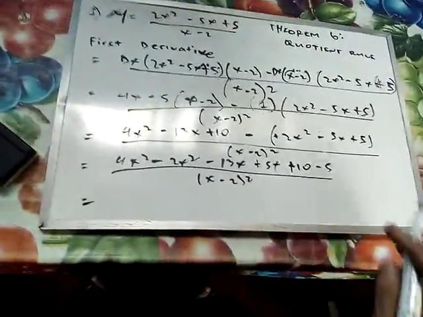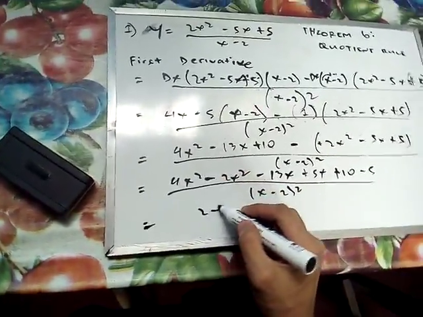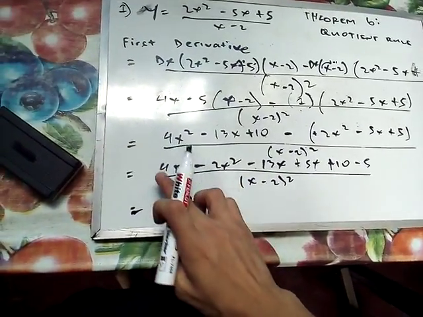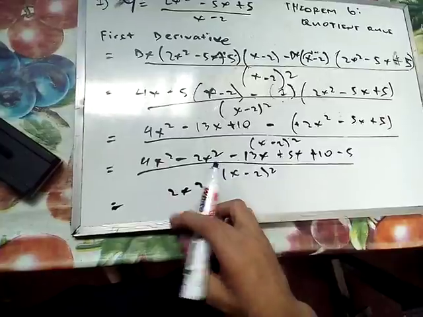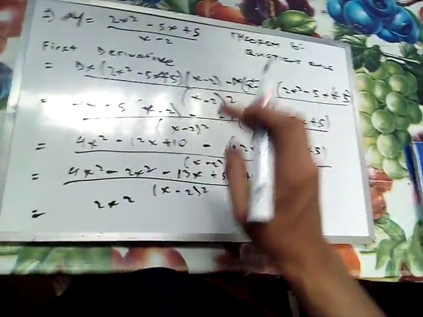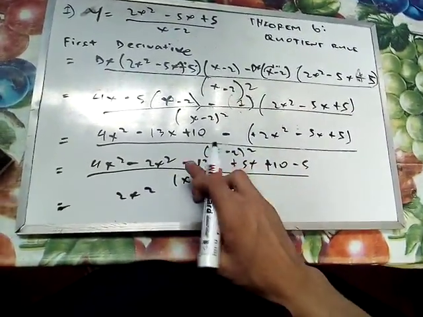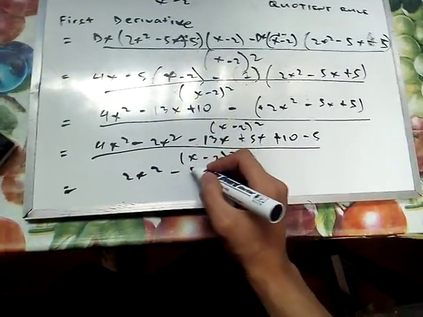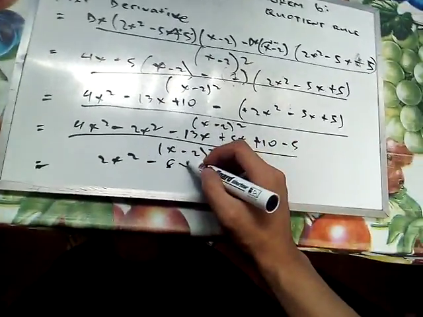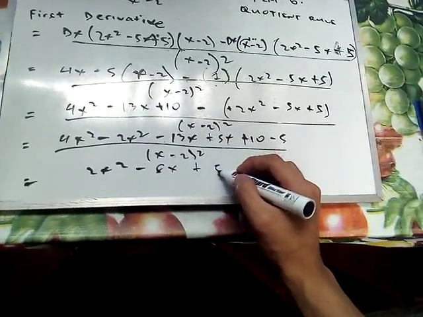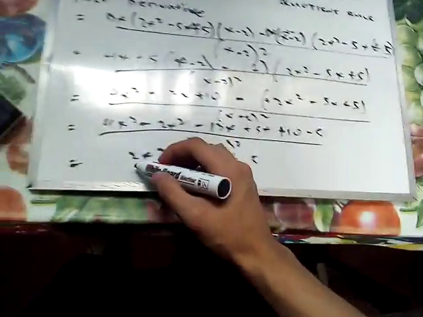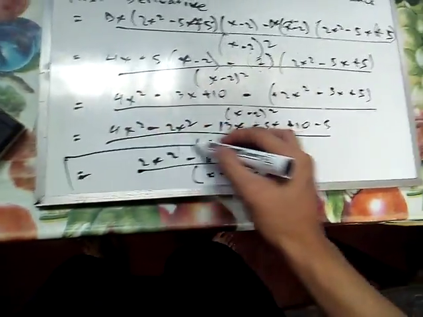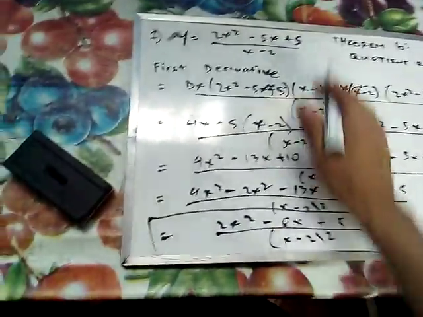So the final answer is 2x squared, because 4 minus 2 is equal to 2, then negative 13 plus 5 is equal to negative 8x, plus 5, it's because 10 minus 5, all over x minus 2 squared. So this is the first derivative of this equation.